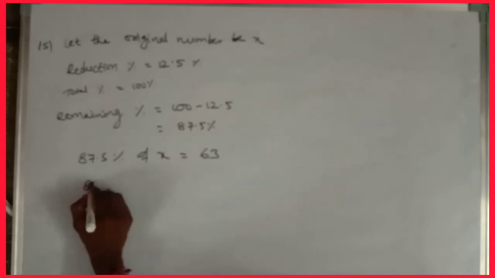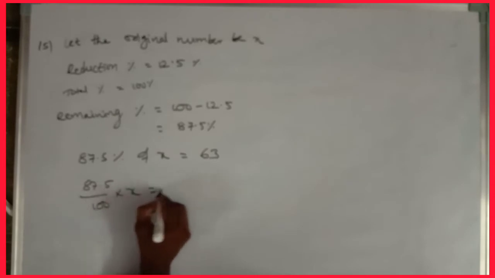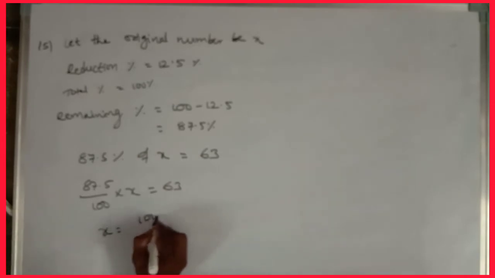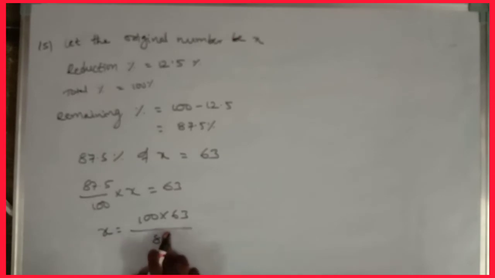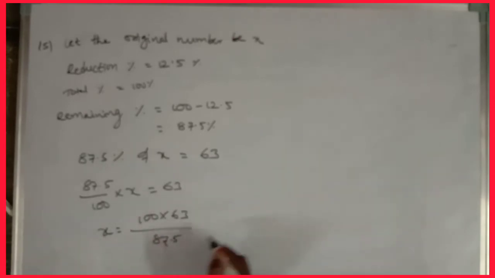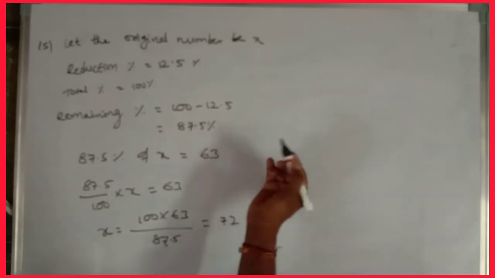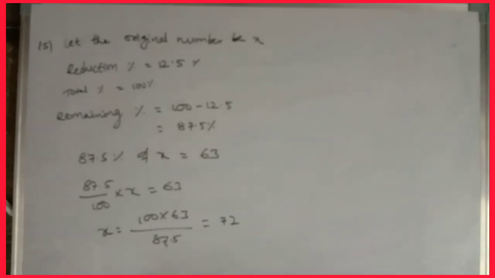Now 87.5 by 100 into x is equal to 63. Now x is equal to 100 into 63 by 87.5. After simplification I get a value of 72. The original number is equal to 72.